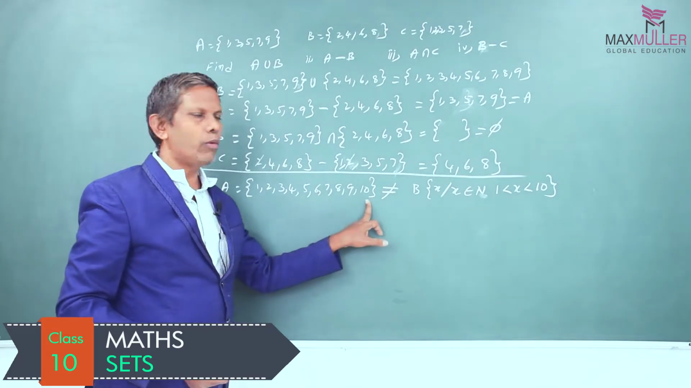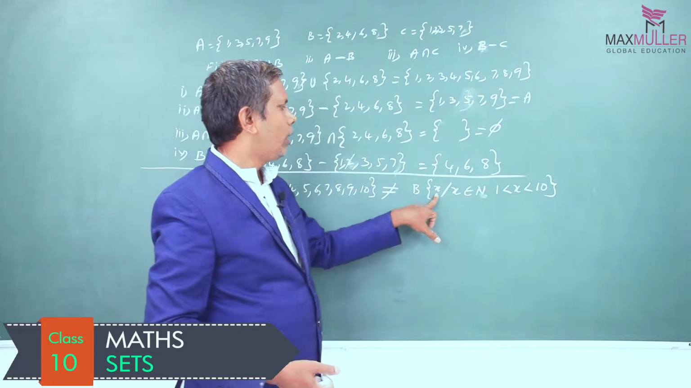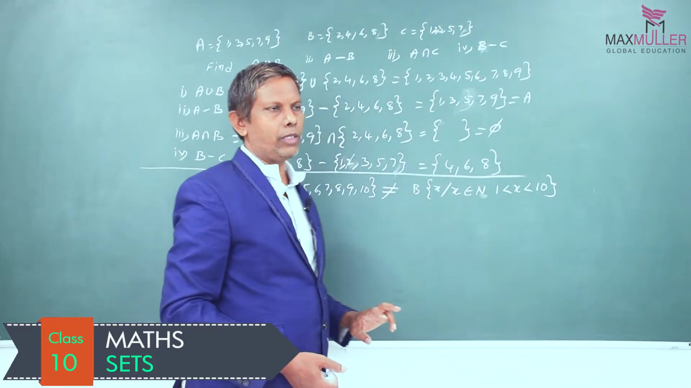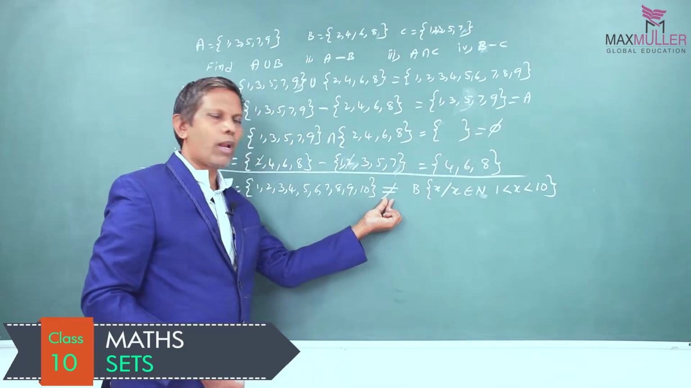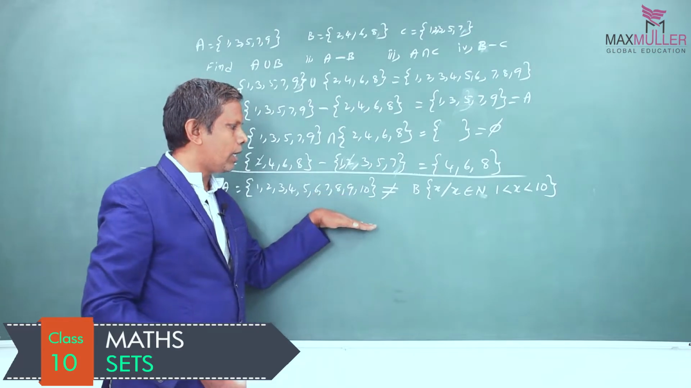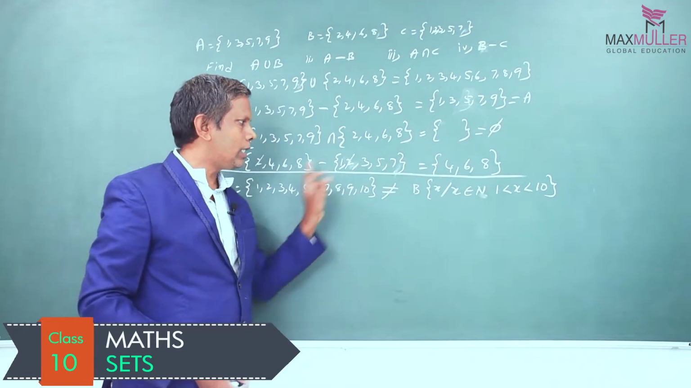A is equal to 1, 2, 3, 4, 5, 6 and so on up to 10, and B is equal to X such that X belongs to natural numbers and 1 to 10 are the elements. They are asking, these two are not equal, is it true or false? Like this they can give 4 questions for 4 marks. So we will discuss this question.